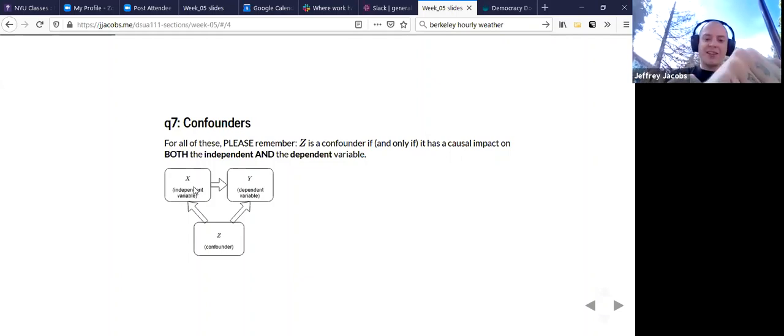Because a confounder is the thing in this diagram: you have your theory at the top, which is x, the independent variable, has a causal effect on y, the dependent variable. By definition, a confounder is a variable that has a causal impact on both the independent and the dependent variable in your theory. So if there's some variable z that has a causal impact on x and y, that will bias the results if you don't include it, if you don't consider it. So that's why we care about confounders.